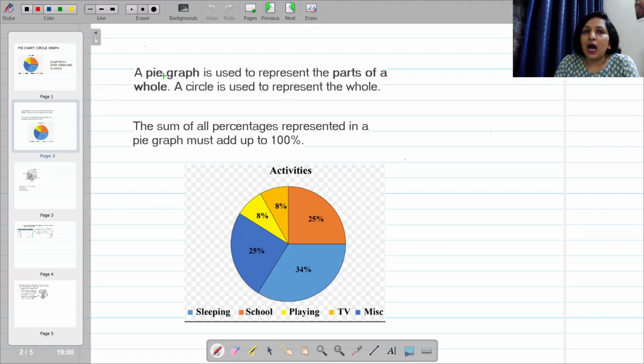First of all, a pie graph is used to represent the parts of a whole. A circle is used to represent the whole. For example, if I am showing how 24 hours of a child in a particular day, in which all activities he has used his hours and the percentage, and I need to show it in the form of a circle graph, that is a representation. The total of all these percentages should be 100%. You should always keep in mind, this is a way to check if your calculation is correct or not. When you add all these percentages, the answer should always come as 100%.